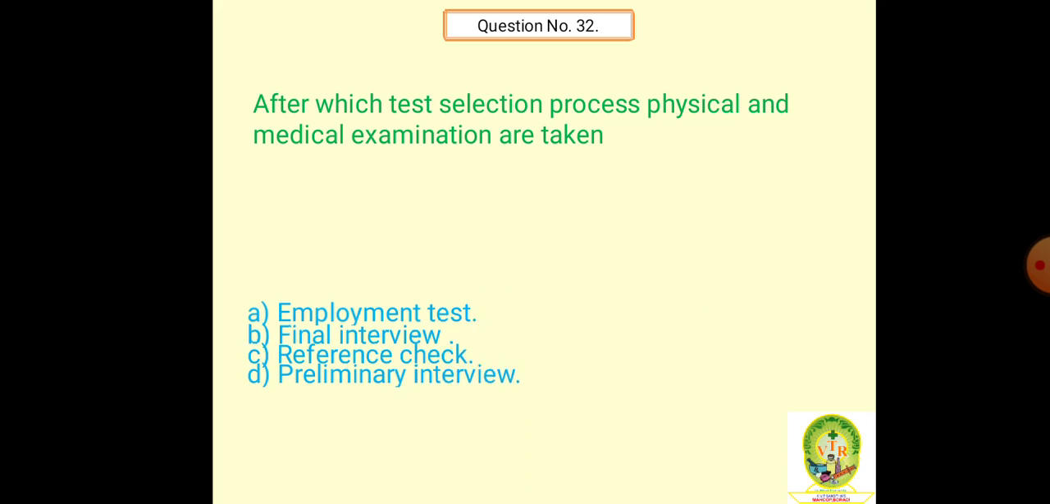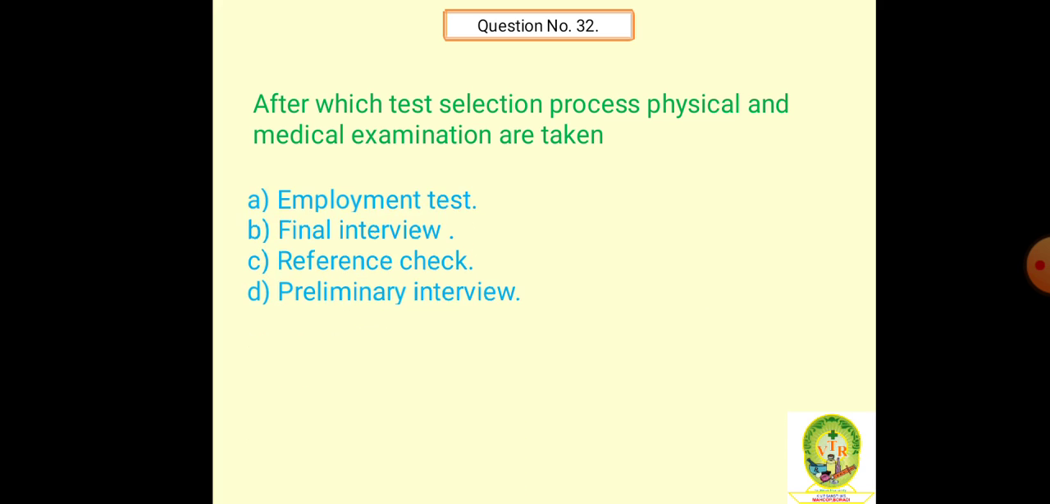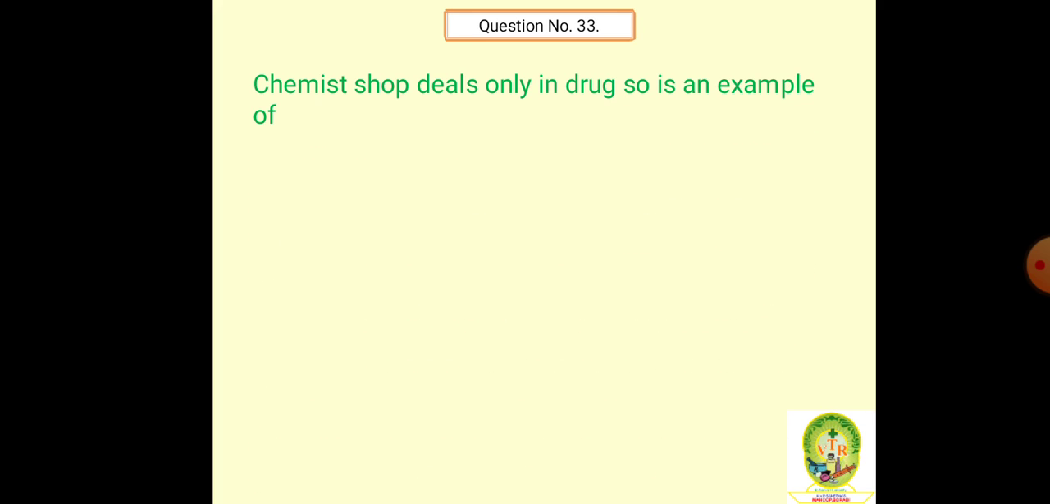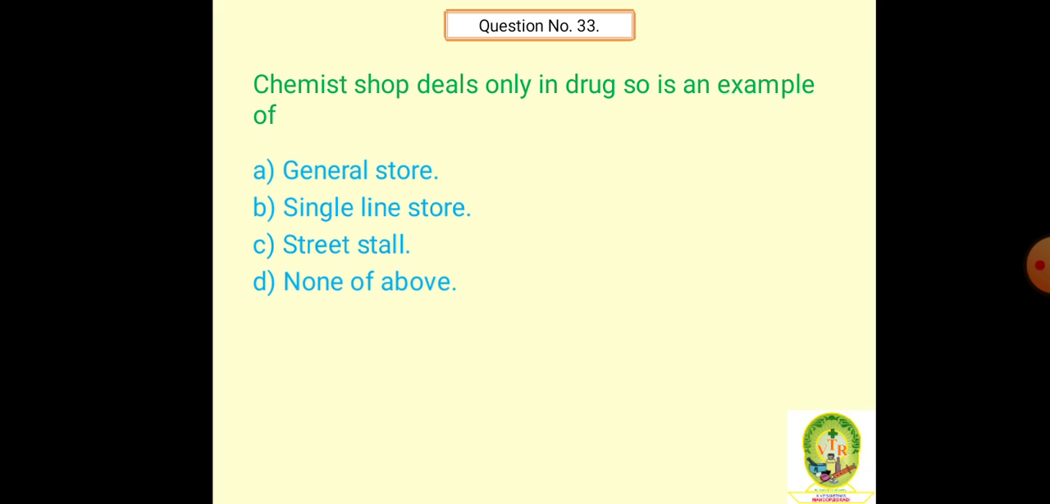After which test selection process, physical and medical examination are taken. Options are A. Employment test, B. Final interview, C. Reference check, D. Preliminary interview. Right answer is B. Chemist shop deals only in drug, so is an example of. Options are A. General store, B. Single line store, C. Street stall, D. None of above. Right answer is B.